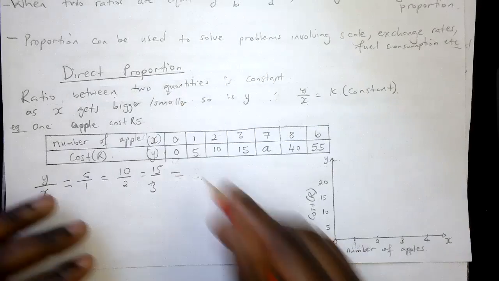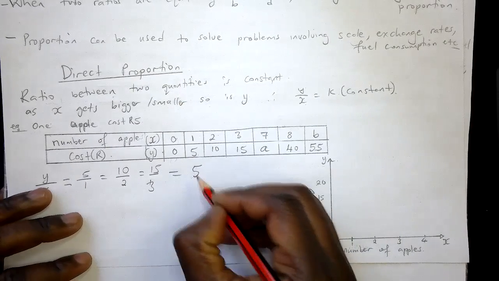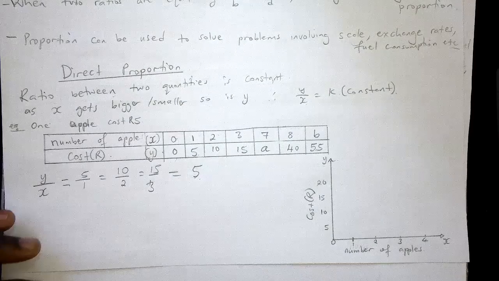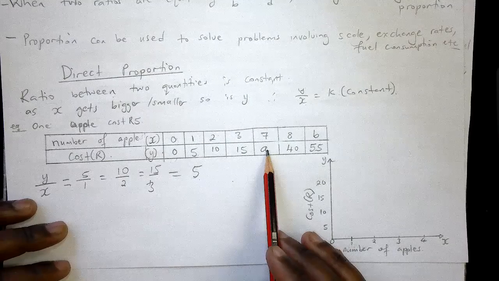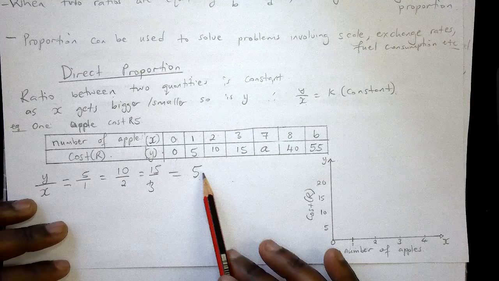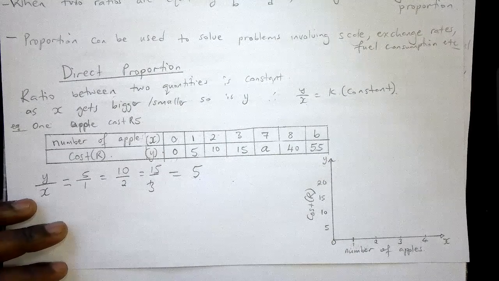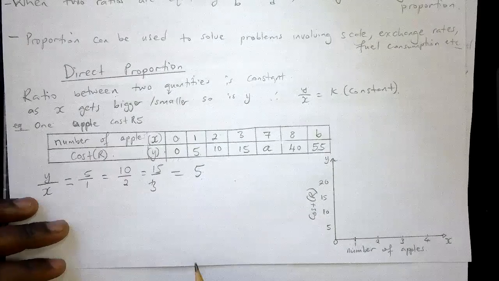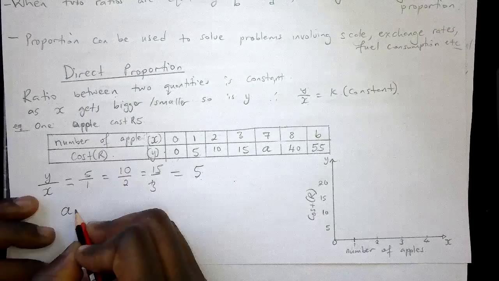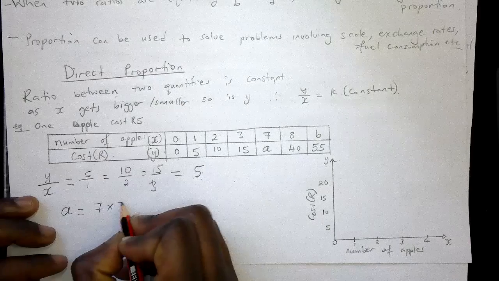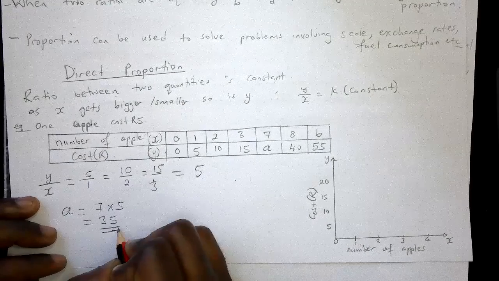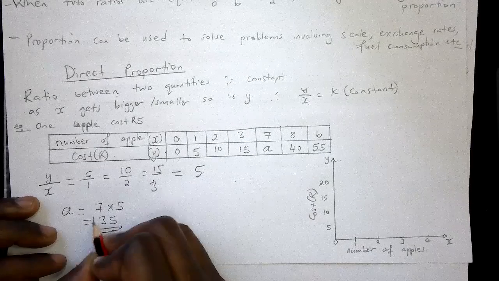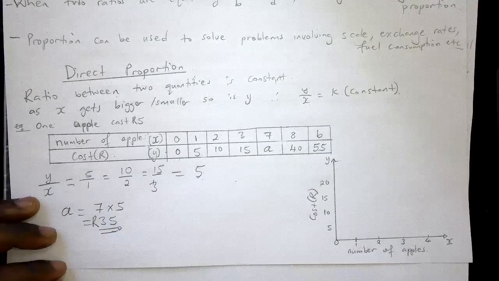This constant here is 5. So what does it mean? It means that to get our A, we have to say 7 times 5. If you want 7 apples, you multiply by 5. That's what we're saying here. So our A will be equal to 7 times 5, which is equal to 35 rand. That's the cost, remember, 35 rand.